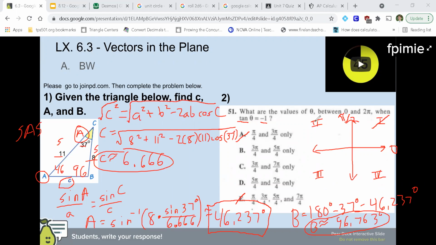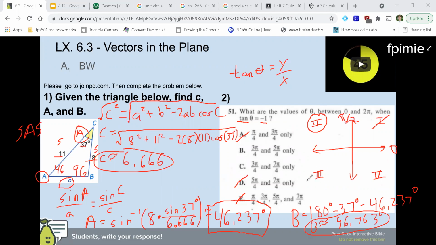Is tangent negative in quadrant 2? Because X is negative, right? We're left of the y-axis, X is negative. A positive divided by a negative is negative. So we know 3 pi over 4 is going to be an answer, which eliminates D.